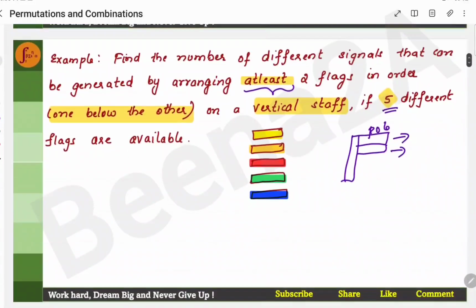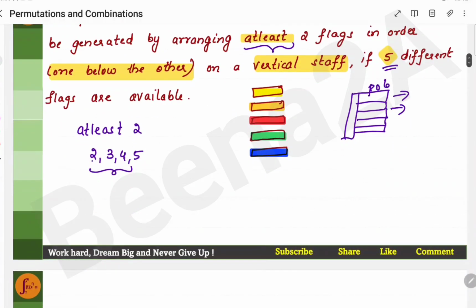In this example, I have 5 flags and you should have at least 2 flags. At least 2 means I could have 2, 3, 4 or 5 flags. Now, how do I find the combination?